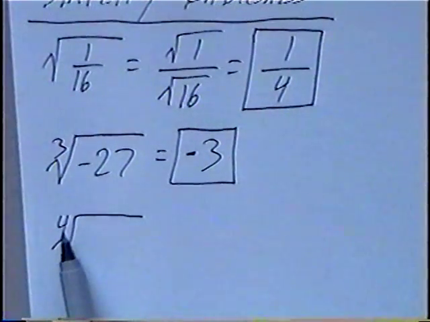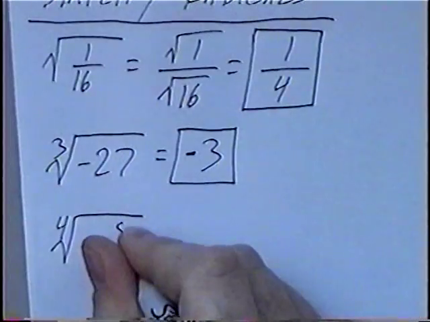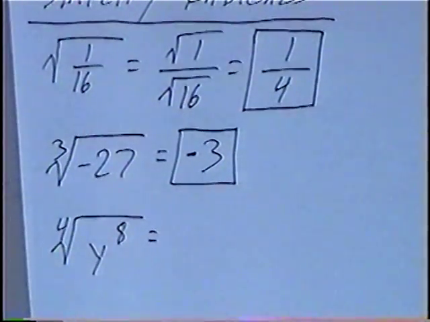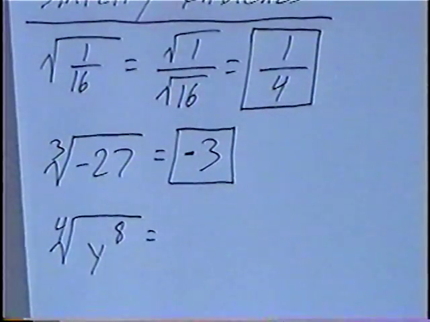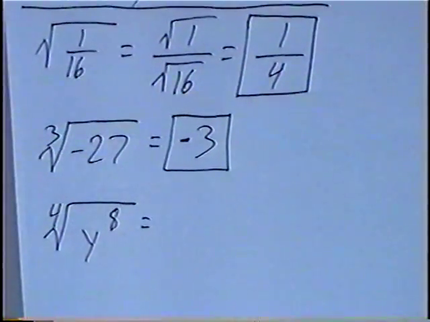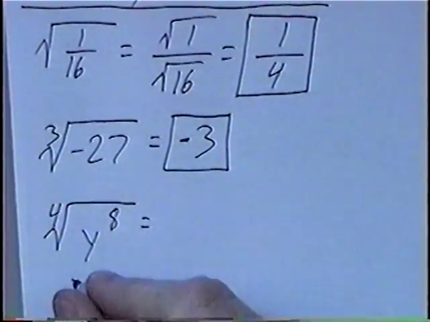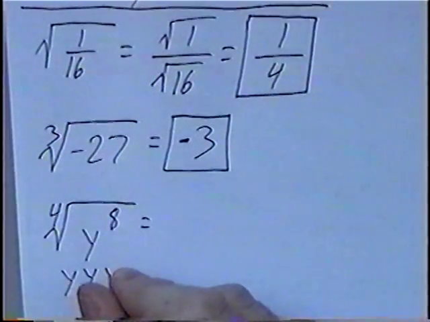Radical or square root sign with a 4 on the outside, y to the 8th power. The fourth root again will be a number times itself 4 times, and we want that to equal y to the 8th. When doing radicals of variables, one way to solve is to take y to the 8th and write the y out 8 times.